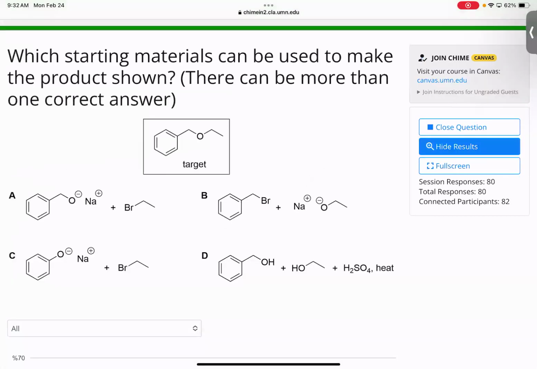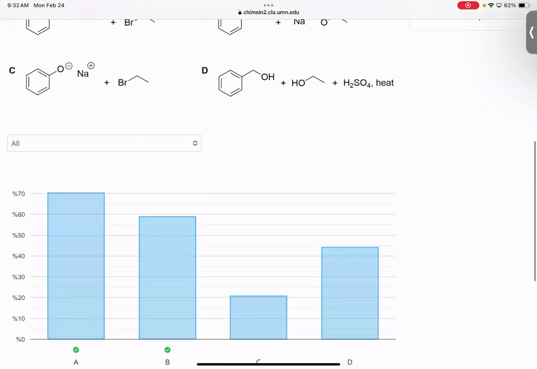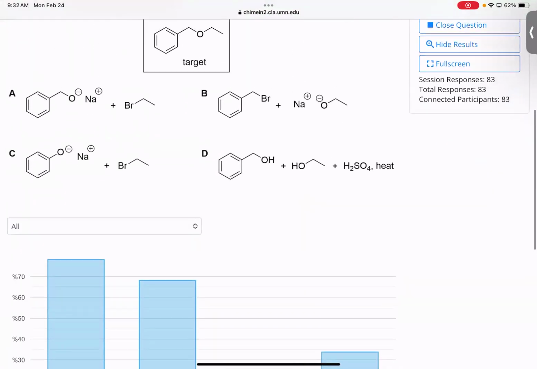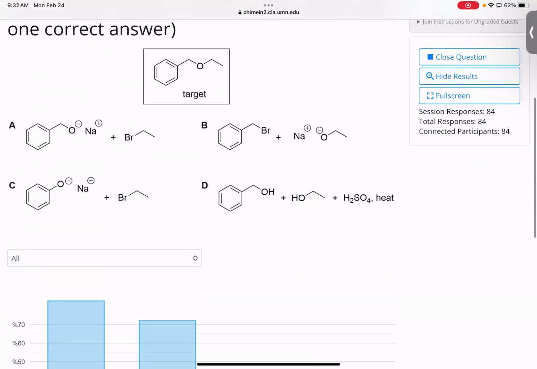People are thinking at the moment. All right, so we have a mixed bag here, and that's all right. I do agree that answers A and B look pretty good to me. They haven't broken any rules. We have a primary alkyl halide for both of them, and that was our big rule that we needed for our Williamson ether synthesis to work, right?